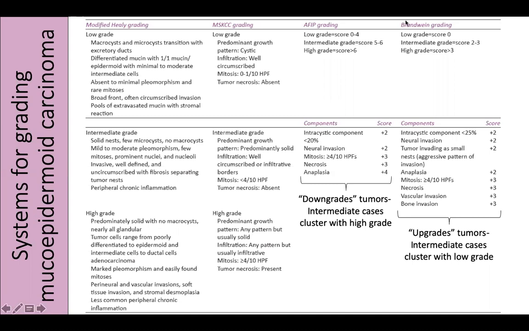And then conversely, the Brandwein system by my pal Margie sort of upgrades tumors. So she's very aggressive with the way she grades tumors. A lot of the cases we're calling intermediate there are probably going to be more like low grade, because everything that was more higher grade of the intermediate category tends to be called high grade for this category. So just little nuances to be aware of, but I do all of these on every single case.